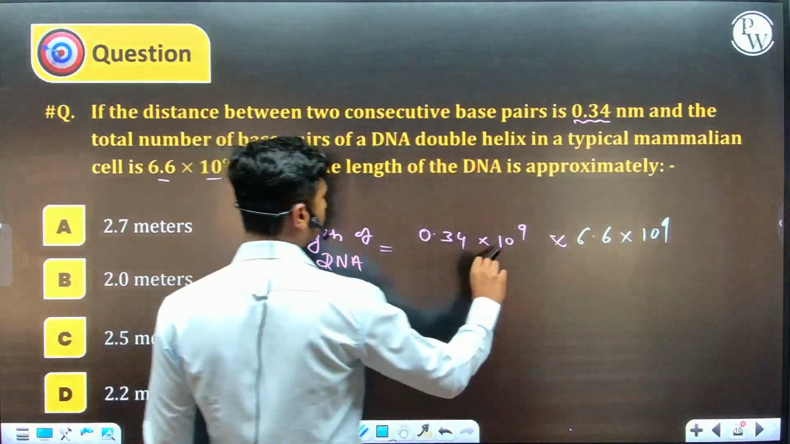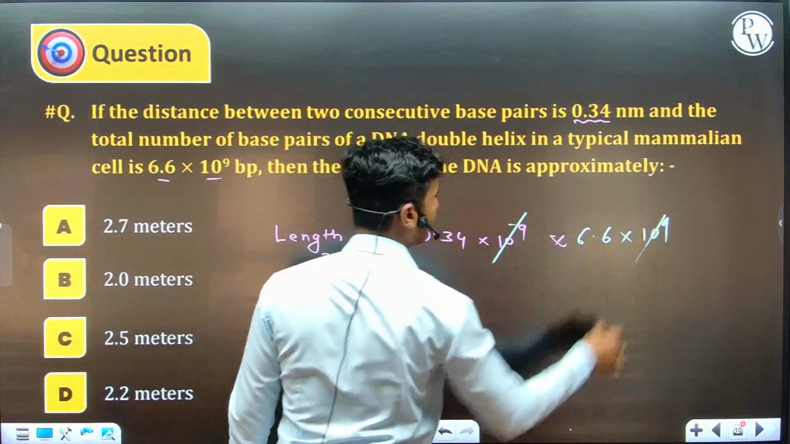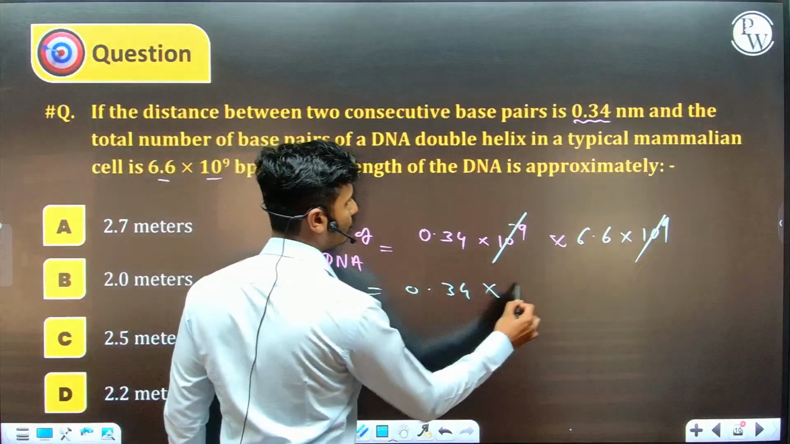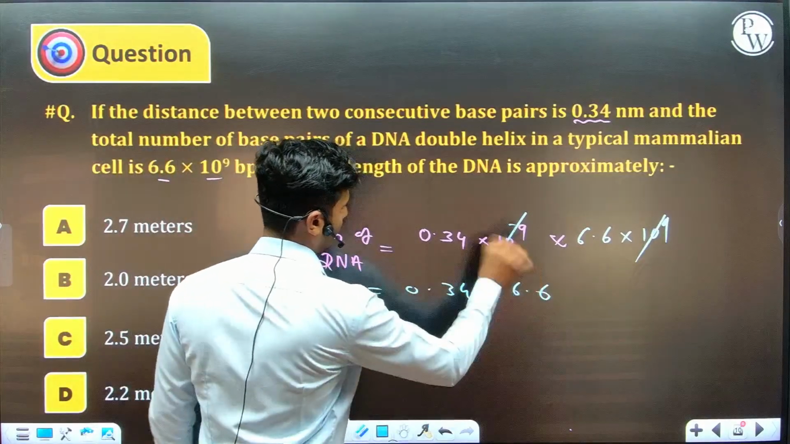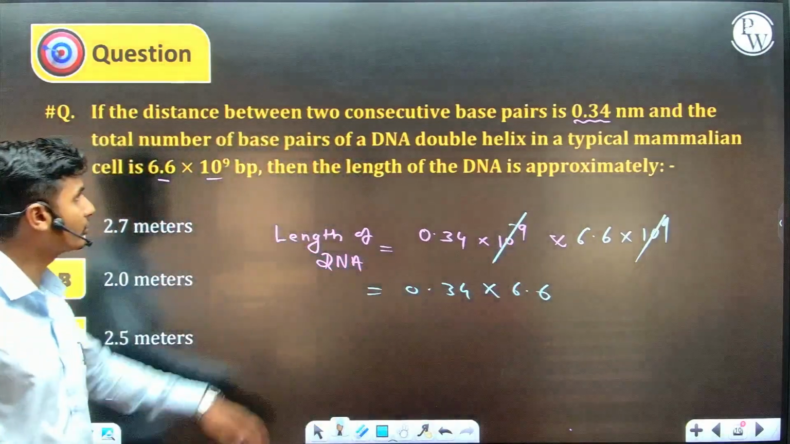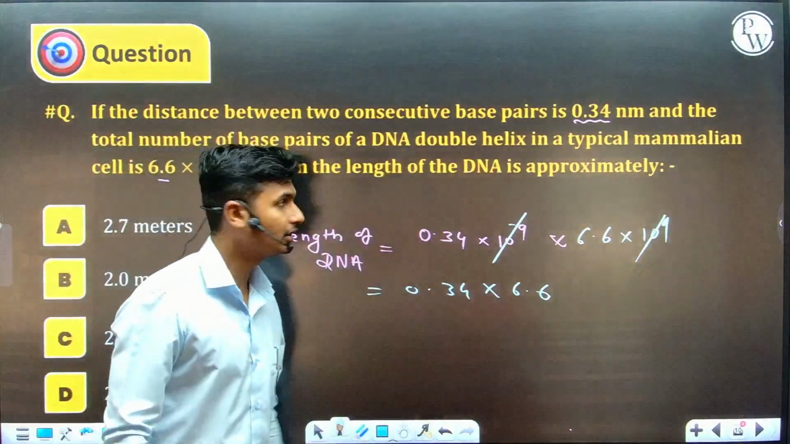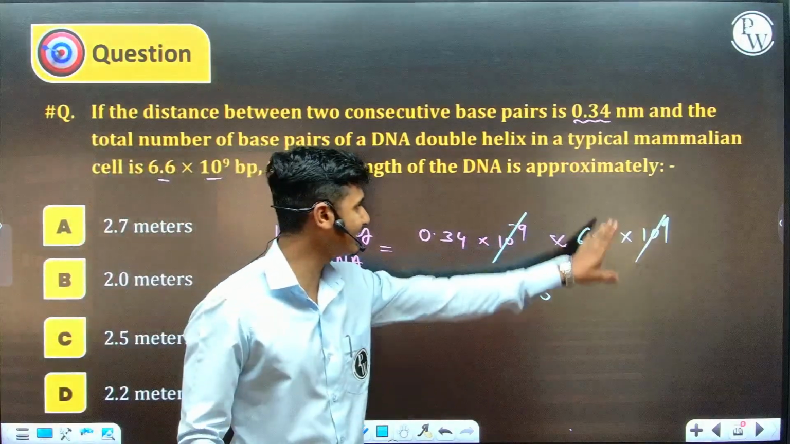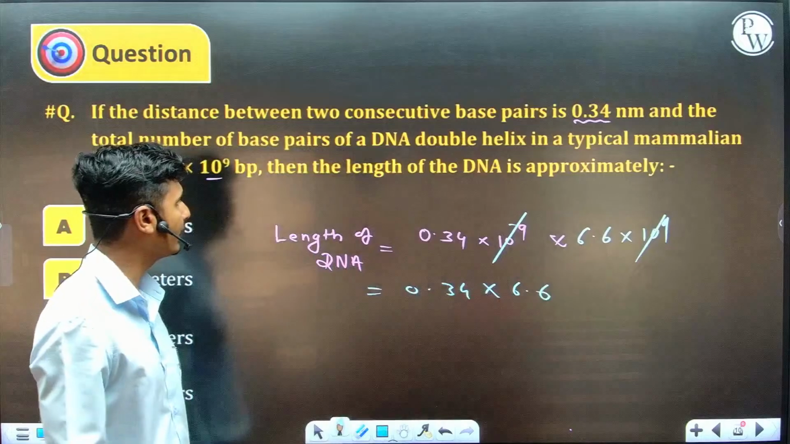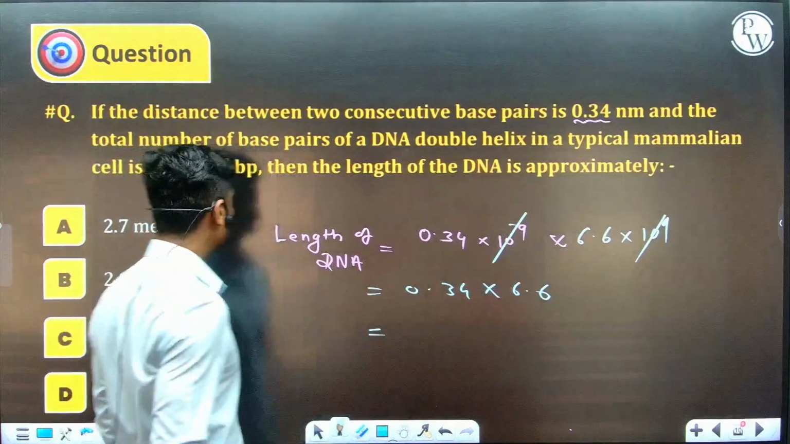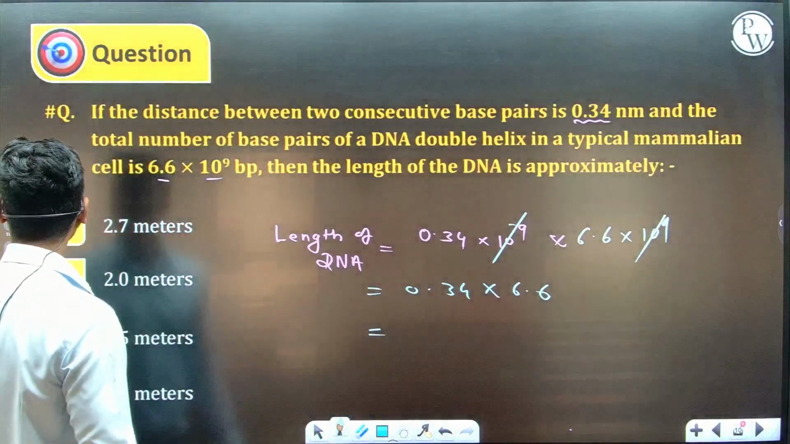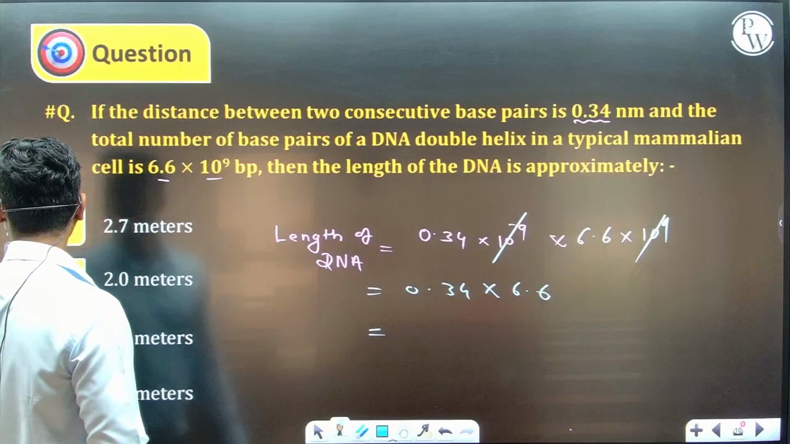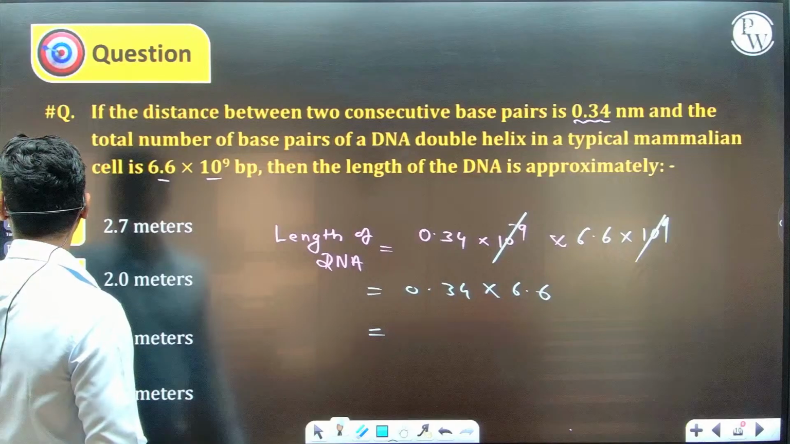Nanometer to meter is minus, so this cancels. So 0.34 into 6.6, and it is 10 to the power minus 9, because we are converting nanometer into meter. So 0.34 into 10 to the power minus 9. Minus 9 plus 9 cancels, leaving 6.6 into 0.34. Let's calculate this. We have a tool here.